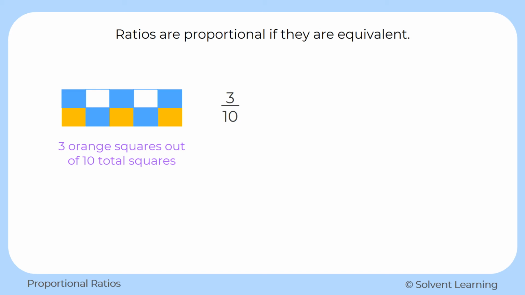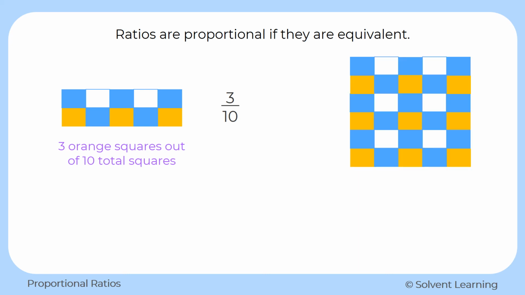And let's say that we wanted to increase the number of squares that we have by tripling the number. So here we have 9 orange squares out of 30 total squares. As a fraction, that will be 9/30. And these fractions are equivalent.